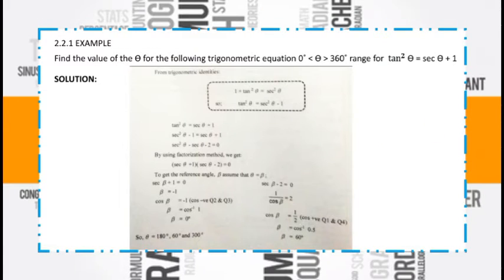Look at the example. Find the value of the angle for the following trigonometric equation in the 0 degree to 360 degree range: tan square equals sec plus 1.